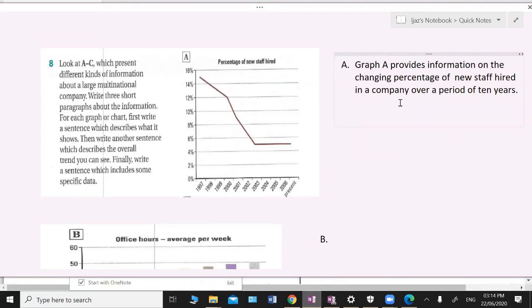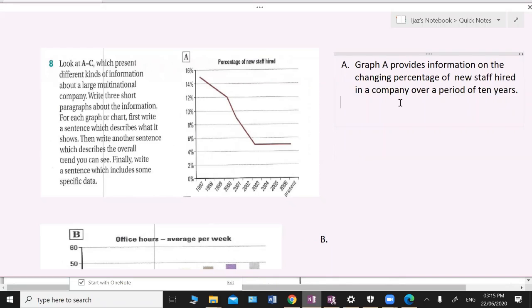Okay, second sentence. We need 3 sentences, for those who just joined now. One sentence, which we have already written, explains what this graph is about. So this graph is about the changing percentage of new staff hired in a company over a period of 10 years, or you can say from 1997 to present, or 2007. Now, this is my first sentence.